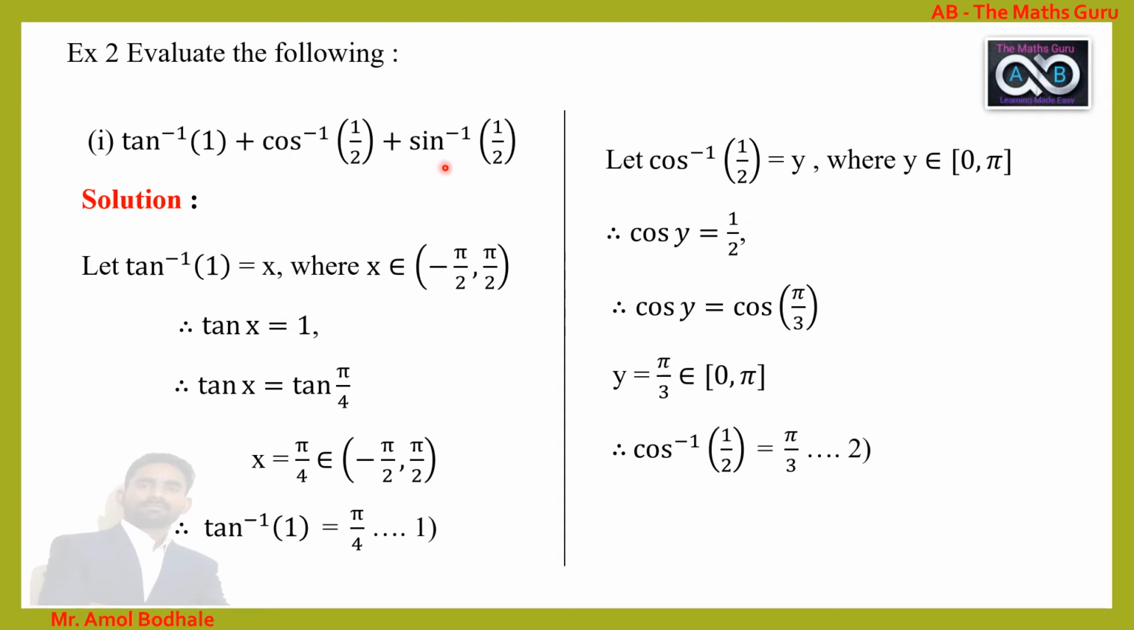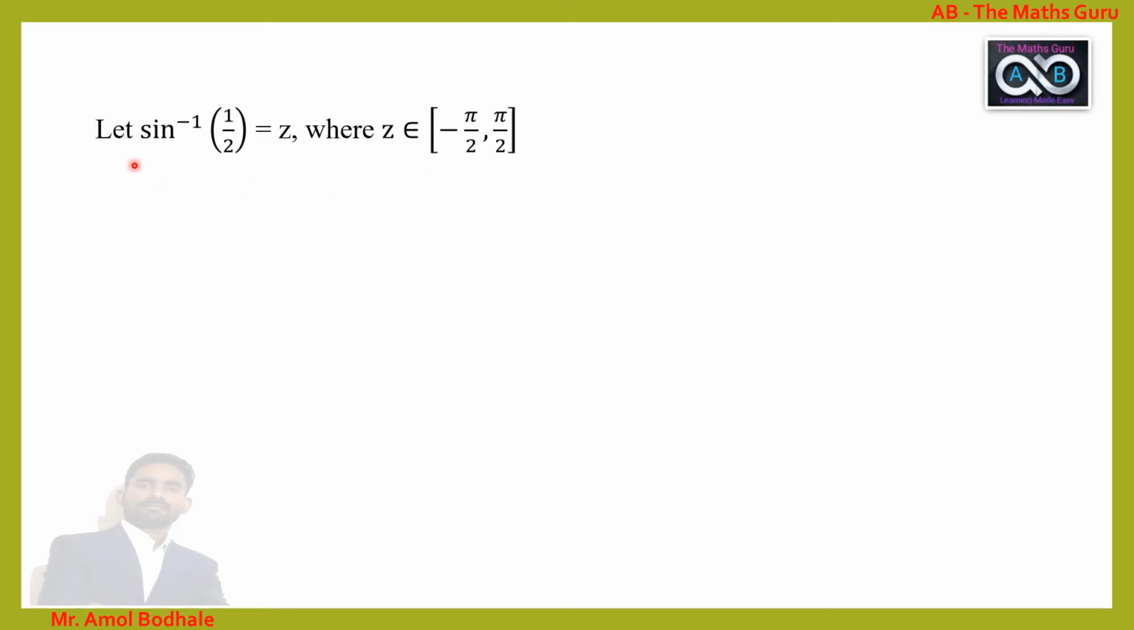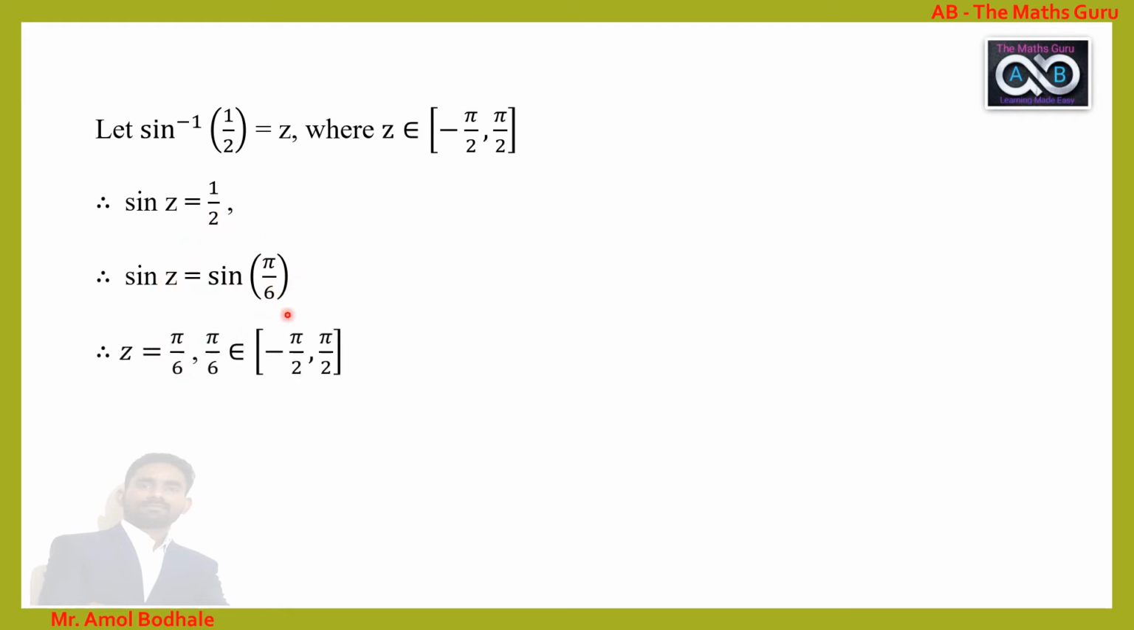Now we will calculate the value of the third term. So let sin inverse of 1 by 2 be z, where z belongs to the range of sin inverse, that is the closed interval minus pi by 2 comma pi by 2, which is also called the principal branch value. So here as sin inverse of 1 by 2 is z, sin z equal to 1 by 2. As sin of 30 is half, that is sin pi by 6 is 1 by 2, we get z equal to pi by 6. So pi by 6 lies in the range of sin inverse, which is the closed interval minus pi by 2 comma pi by 2. So sin inverse of 1 by 2 equal to pi by 6.